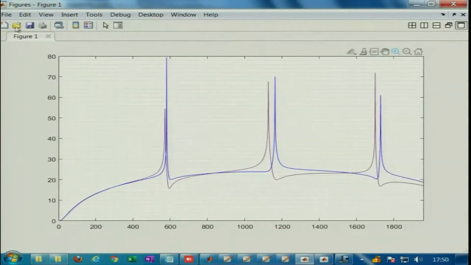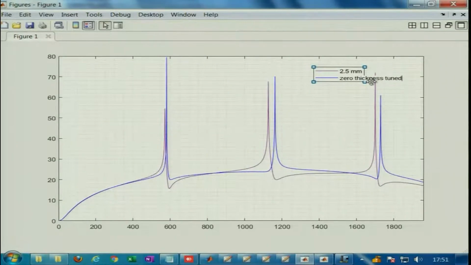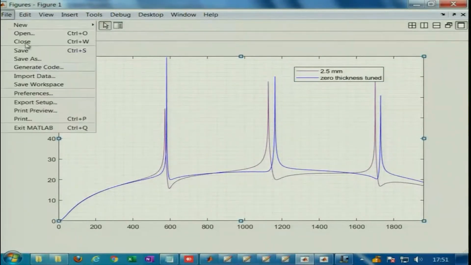So, what I will do is put a legend here, and I will say, this is also an opportunity for you guys to learn MATLAB. 2.5 mm the wall thickness, and the tuning was done for 0 wall thickness, and let us see what effect we are getting. So, it is probably saving the figure, I reckon. 0 thickness tuned, okay, and I will save this.